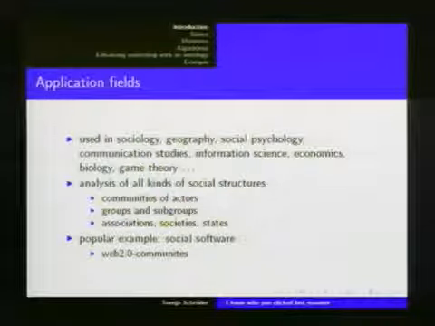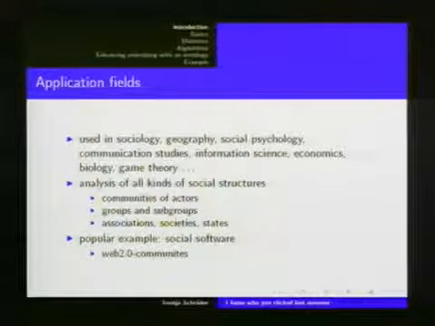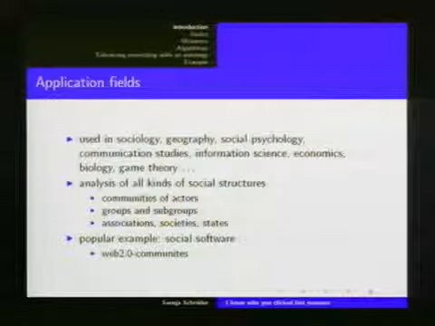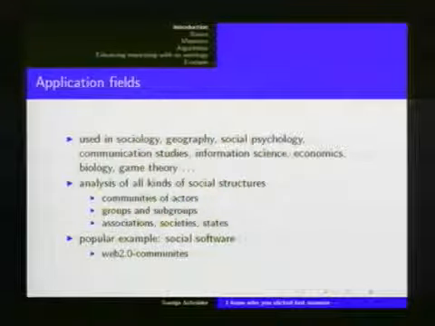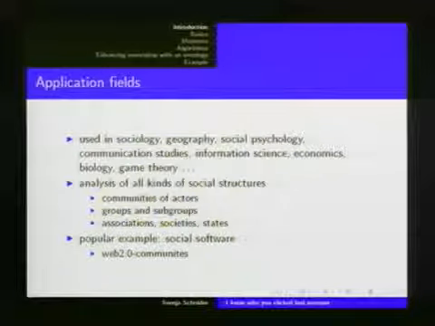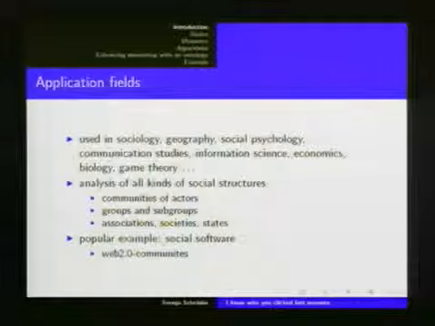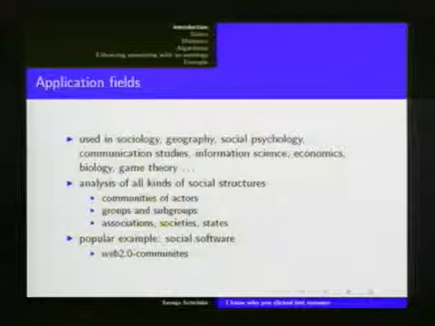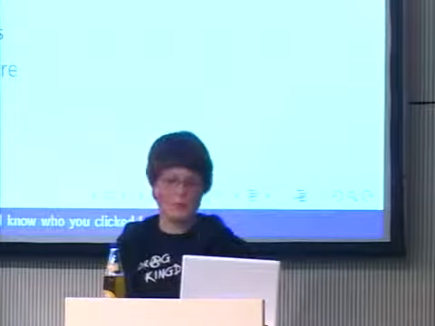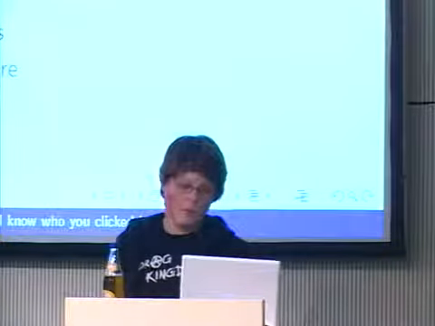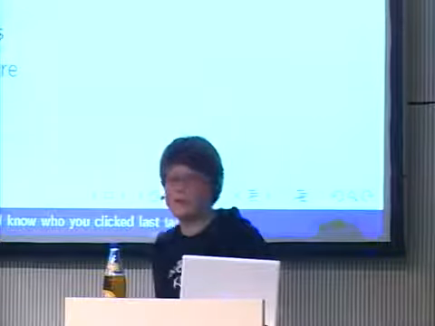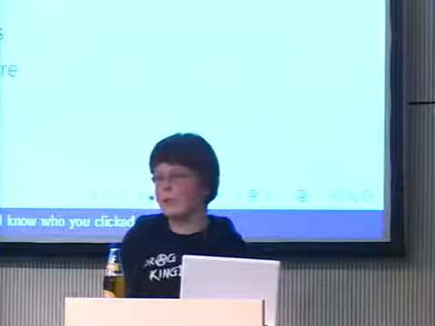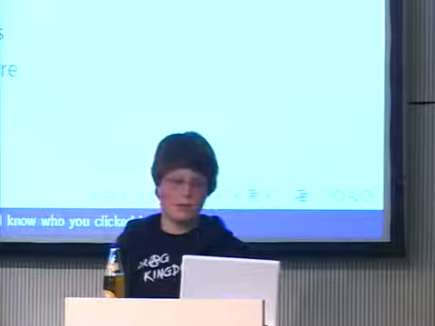Application fields. Social network analysis is used in sociology, geography, social psychology, communication studies, and so on. So there are very many application fields for this, and it's for the analysis of all kinds of social structures. For example, this might be communities of actors, or groups and subgroups, or even associations, societies, and states. And a popular example I was already showing to you is social software, which has become very popular in the last years, and Web 2.0 communities, as I mentioned.